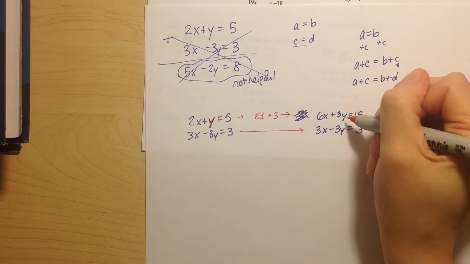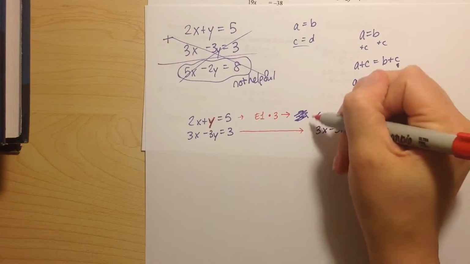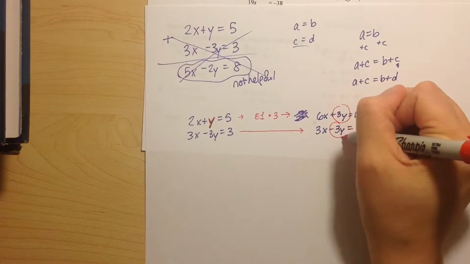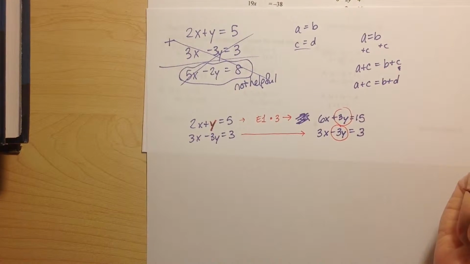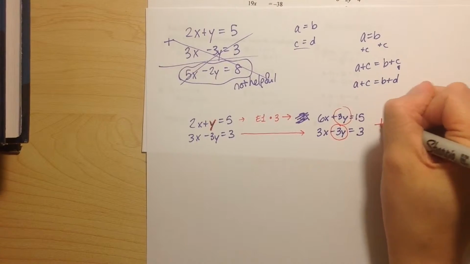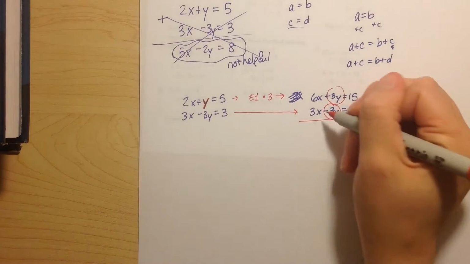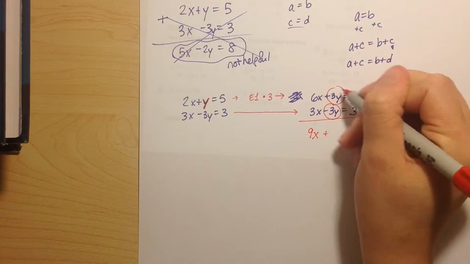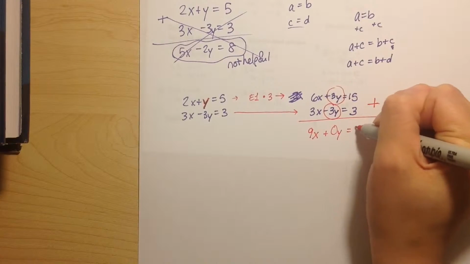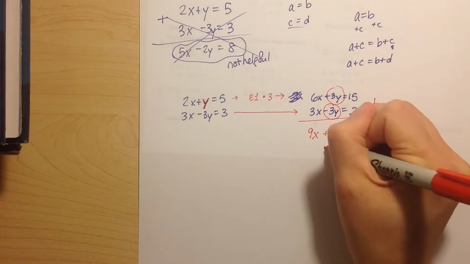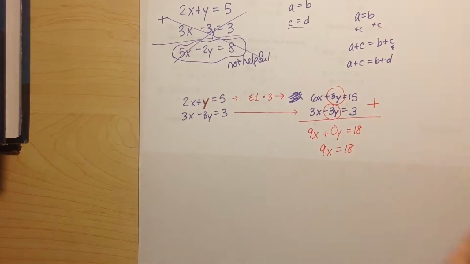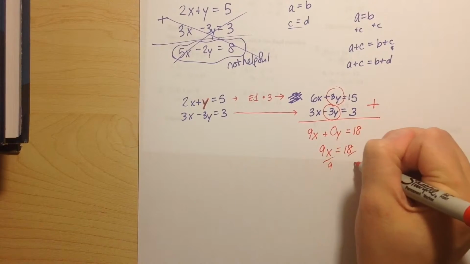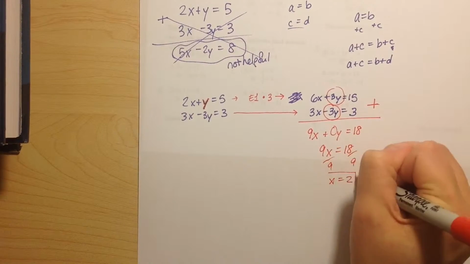Notice now, if I were to add the equations at this point, I have a positive 3y and a negative 3y. They are going to cancel each other out. So let's do that. I'm going to add these together. I get 9x plus 0y equals 18. So really that 0y, I don't need to write it. I just have 9x equals 18. I divide by 9. I get x equals 2.